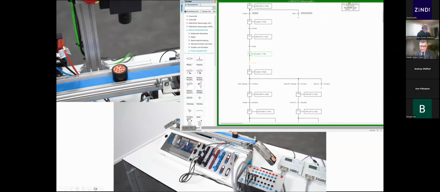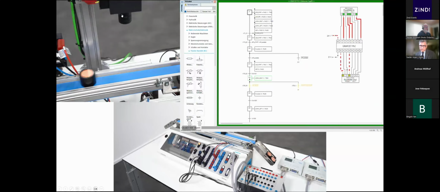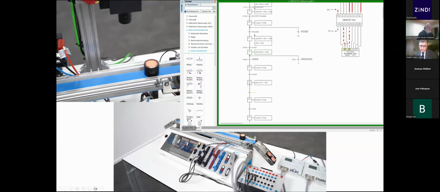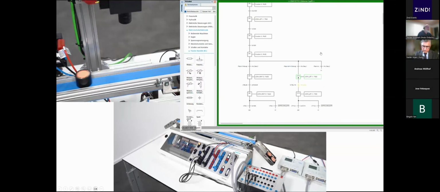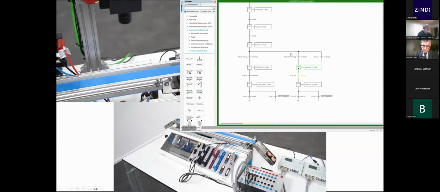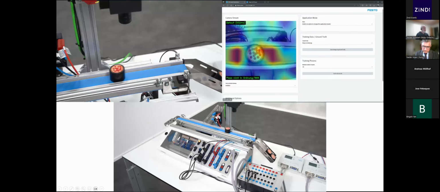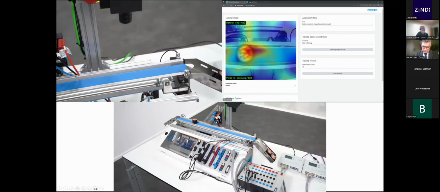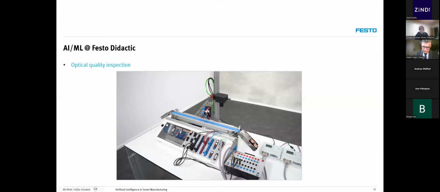That's another example of what students can learn, can program, can do, because that system over here is connected directly to that simulated PLC program, and then they could learn how to program the conveyor belt. So if the salami is fine, then it should go to the right-hand side. If it's not okay, then it should go to the left-hand side. So these are the smaller examples which also fall in the optical quality inspection area.